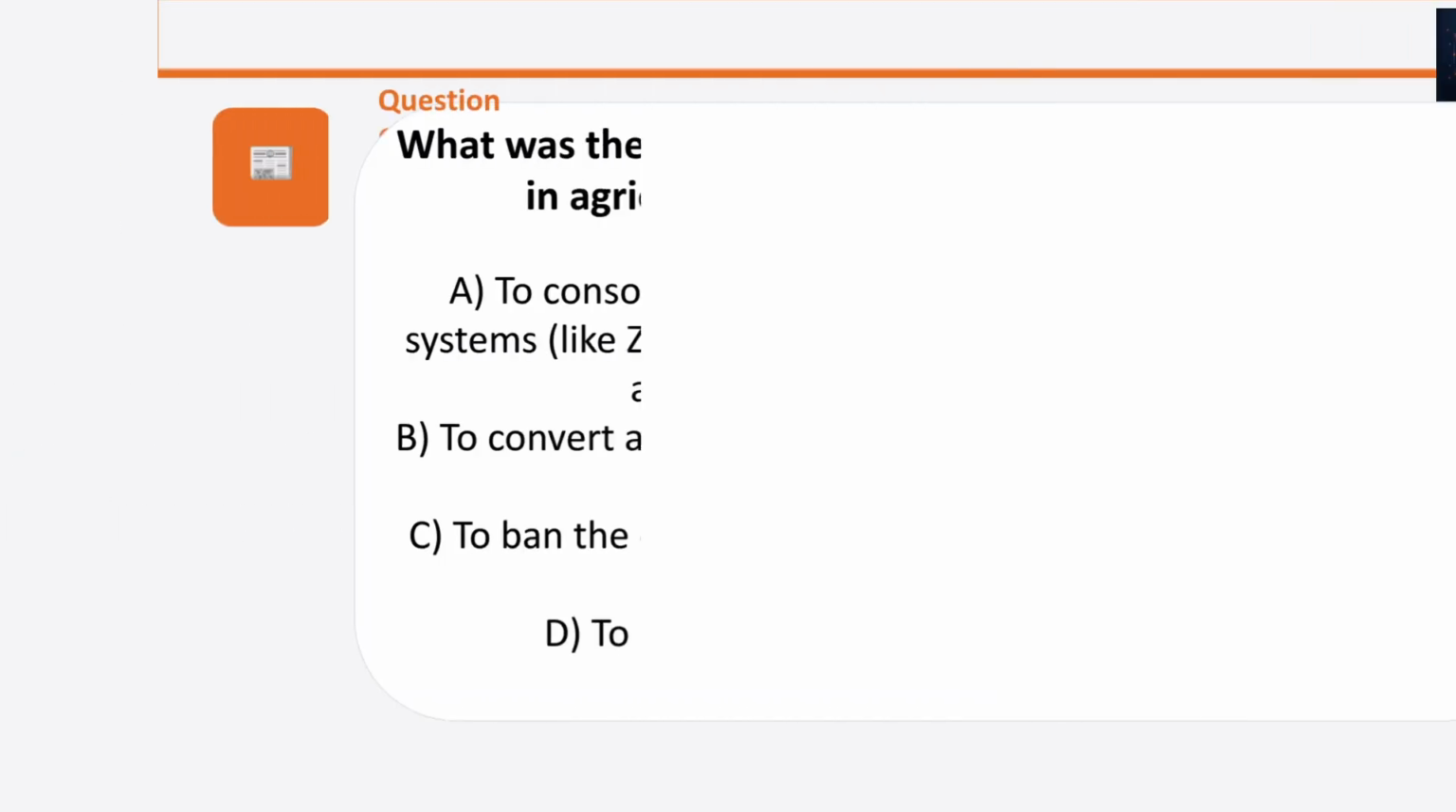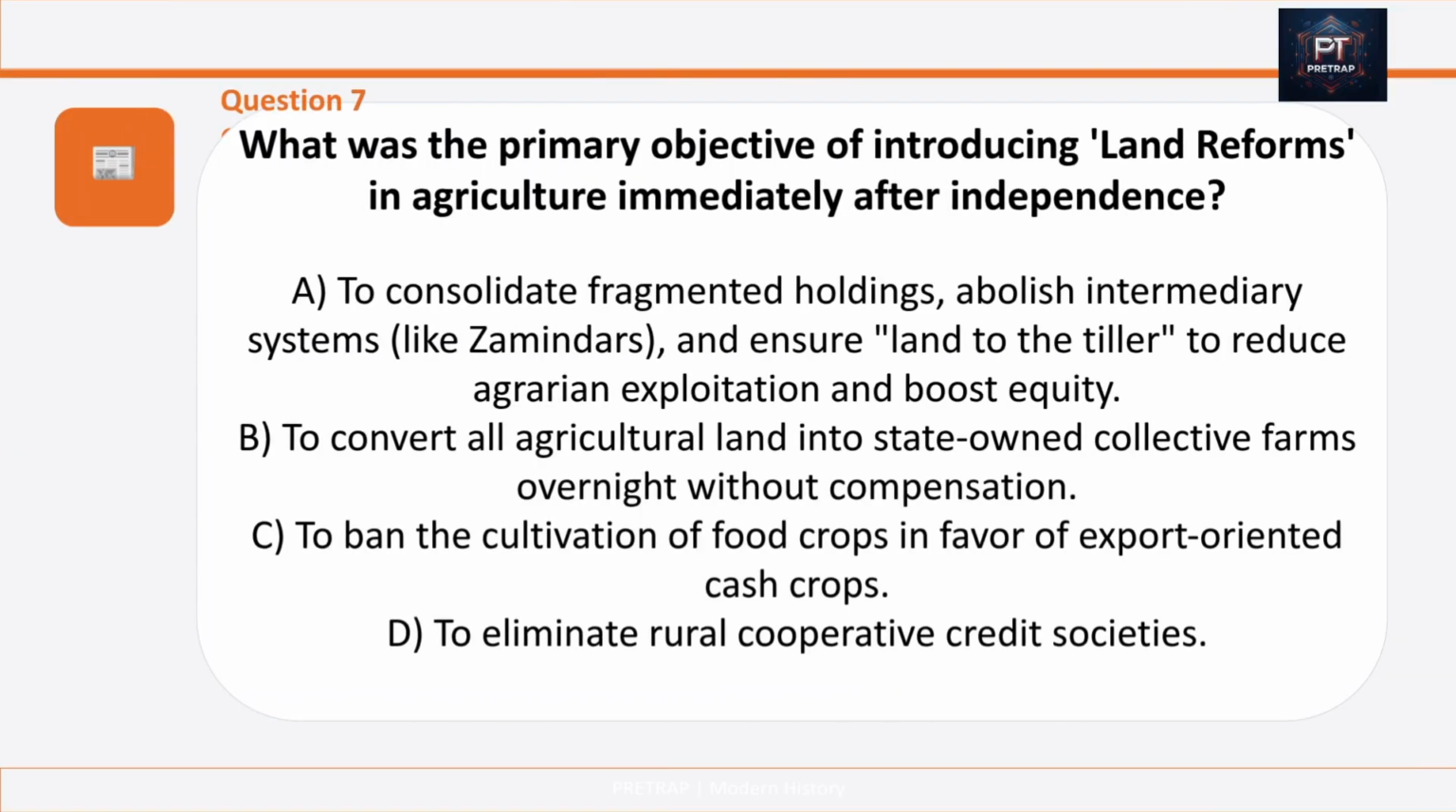Next question is, what was the primary objective of introducing land reforms in agriculture immediately after independence? Option A, to consolidate fragmented holdings, abolish intermediary systems like zamindars and ensure land to the tiller to reduce agrarian exploitation and boost equity. Option B, to convert all agricultural land into state-owned collective farms overnight without compensation.